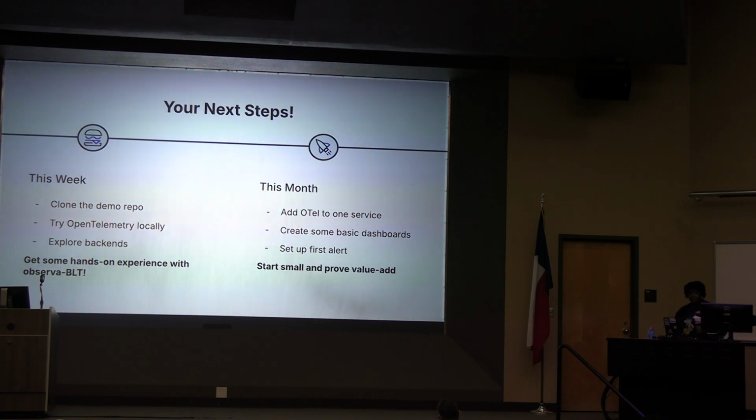And then this month, try to pick one service that's not instrumented and instrument it. Literally choose the simplest one you can. Try to add OpenTelemetry to it. Create one dashboard that answers one question. Set up one alert and show your team the value.